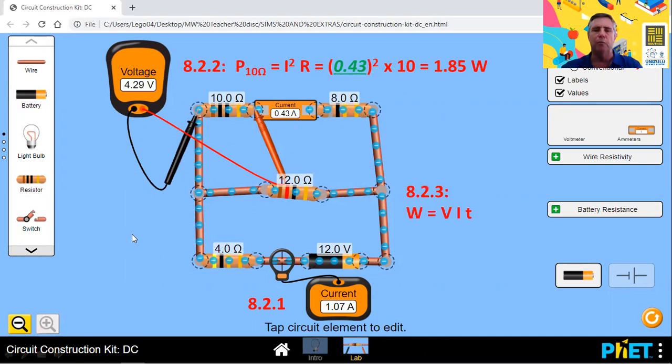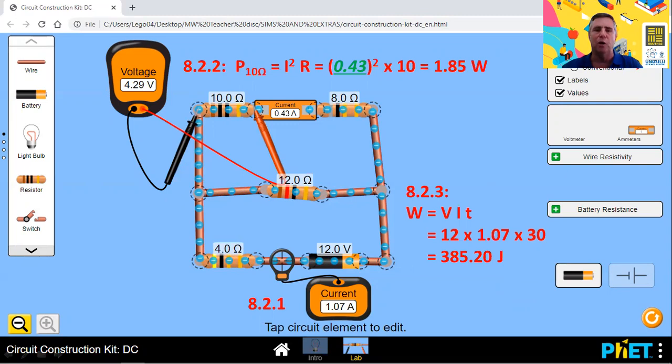And finally, what is the amount of work done in 30 seconds in the main circuit? Well, 12 volts times 1.07 amps times 30, which is 385.20 joules. Now, what I'm showing you here is just a screenshot. In other words, it's not working. But let's now go to PHET and let's actually do the circuit live and show you how you can get these same values. And I really encourage you to try it for yourselves.